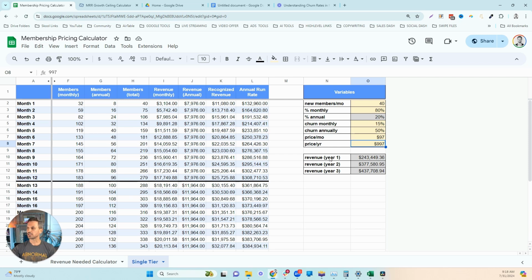All right, so our first year, we're going to generate $243,000. Not too bad. Revenue for year number two is going to be $377,000. Okay, now we're starting to look pretty good. Revenue for year three is going to be $437,000. And again, you can make these numbers even better if you bring in more members, if you reduce your churn rate, or if you raise your prices. So now you have a solid structure, and I'm going to give you the tools to actually come up with your pricing for your community.